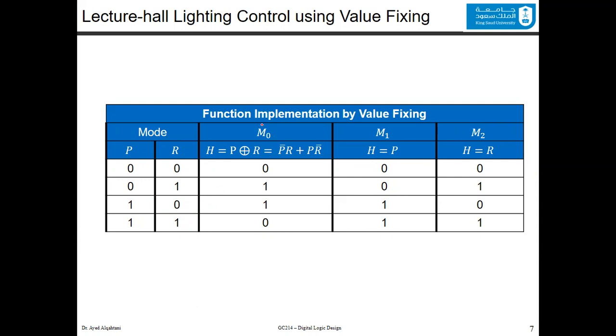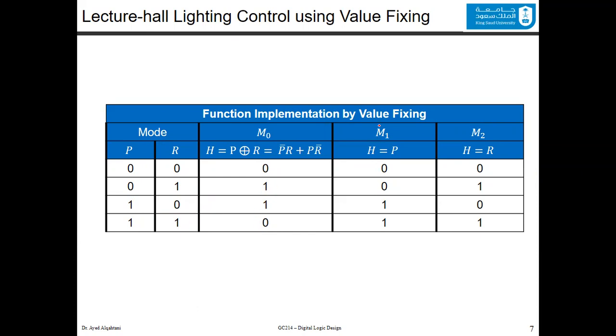The first mode, as we described, in this mode, you control the lights by either the P or the R, but not both. And this is an XOR gate. So either the R will control it, and this will be 1, or the P will control the light. Other than this, it's going to be 0.